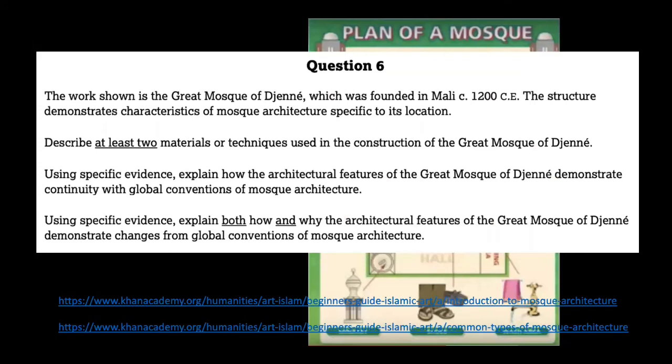So this is from an essay question on a test a couple years ago. It says, the work shown is the Great Mosque of Djenné, which we covered in Africa, which was founded in Mali. The structure demonstrates characteristics of mosque architecture specific to its location. So we know that's talking about the adobe mud that was used to build it, right? So down here, using specific evidence, explain how the architectural features of the Great Mosque of Djenné demonstrate continuity, so continuing a tradition with global conventions of mosque architecture. So it's asking, what about the Great Mosque of Djenné is very typical in a mosque?